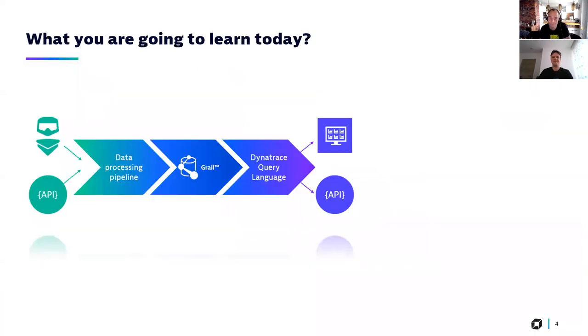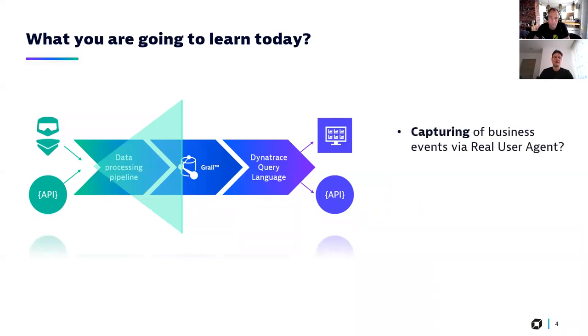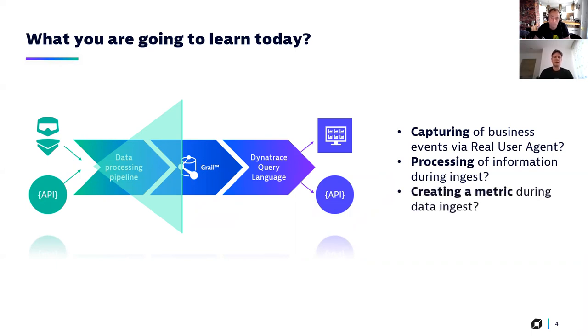Yeah, let me tell you a little bit about it. Let's use this nice infographic to talk about it. Today, the focus will be on everything that happens until you store the data in Grail. So we're not going into the details of analytics. What are we going to look at? How can I capture a business event via the real user agent? The other thing: what can I do during the ingest of the data, in the ingest pipeline? Which processing steps do I have there, and what can I leverage them for? And we're also taking a look at why and how to create a metric out of the event stream that is coming in. I hope that's a good package.